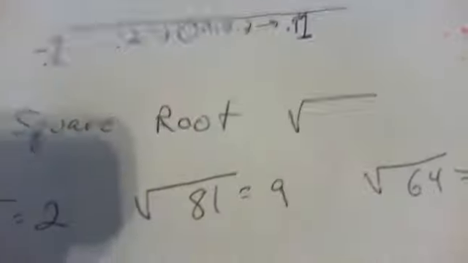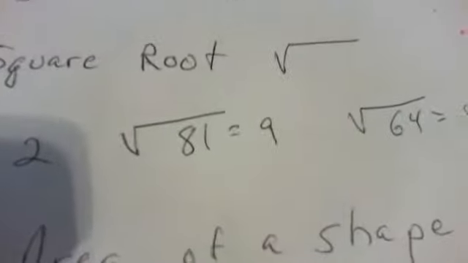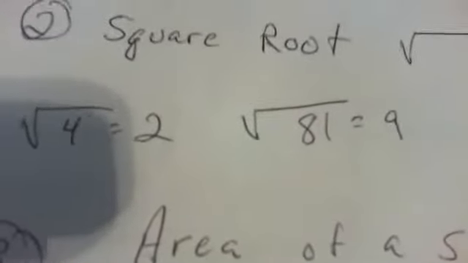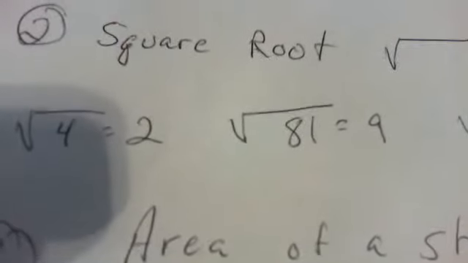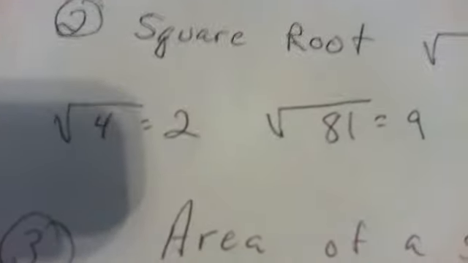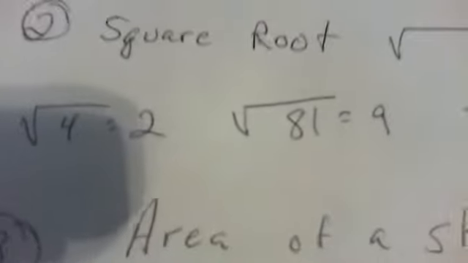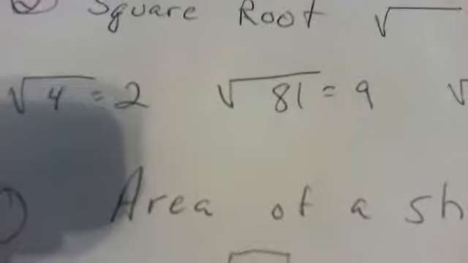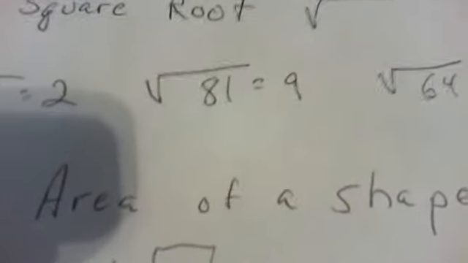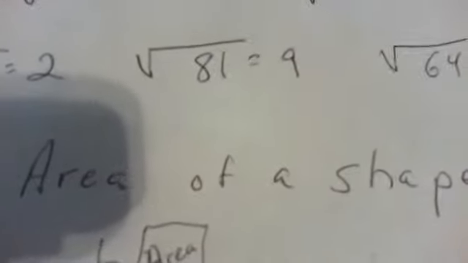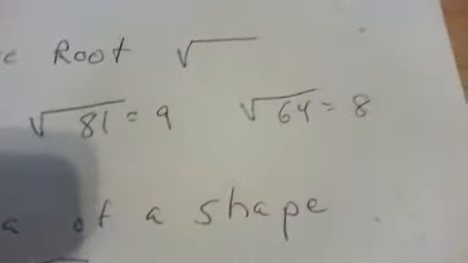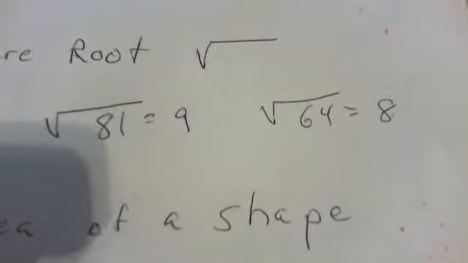Second thing we should know is the concept of what is a square root. The square root sign looks like this. The square root of a number is the number that times itself gives that number. So in other words, the square root of the number 4 is the number 2. Why? Because 2 times 2 equals 4. The square root of 81 is 9. Why? Because 9 times 9 equals 81. The square root of 64 is 8. Why? Because 8 times 8 equals 64.